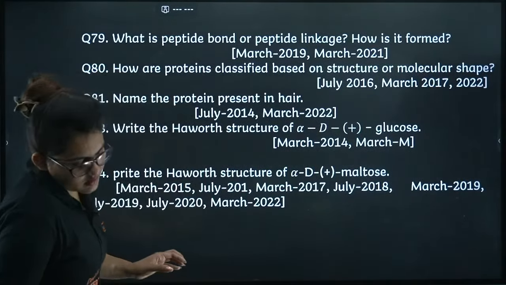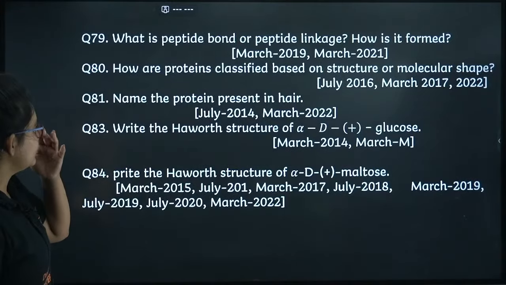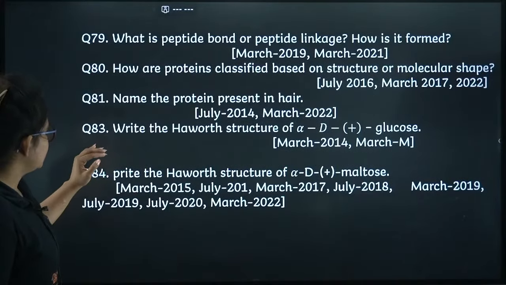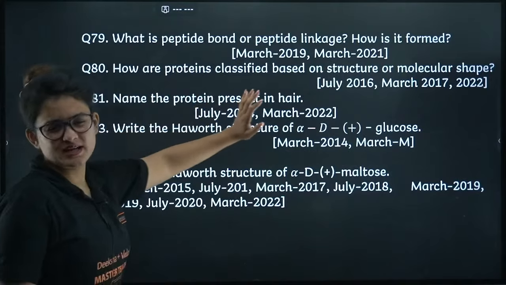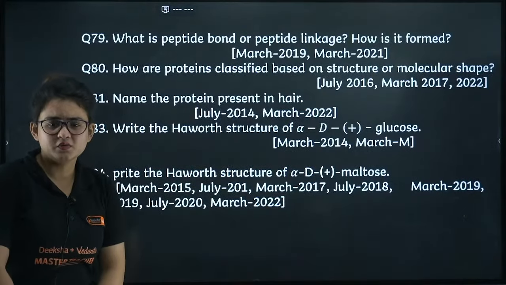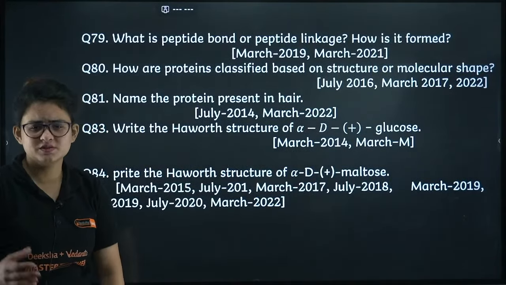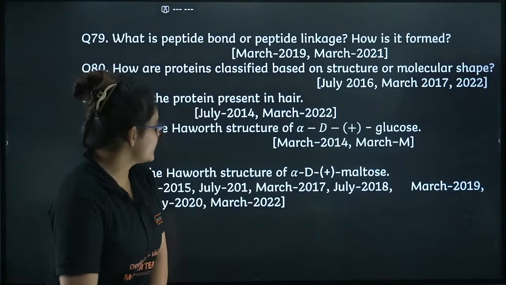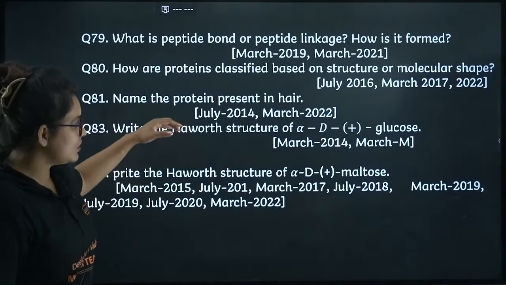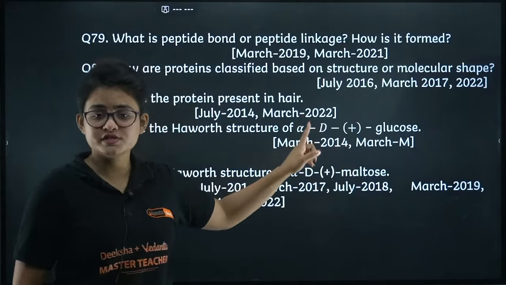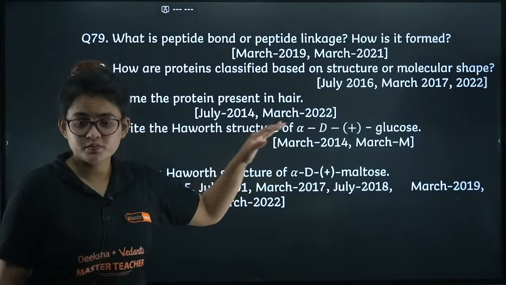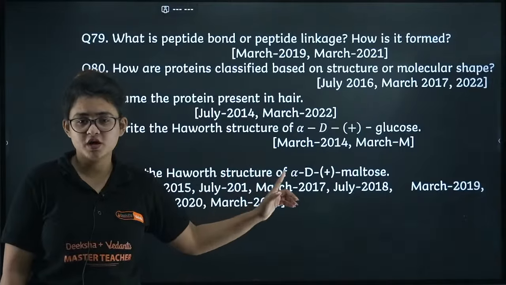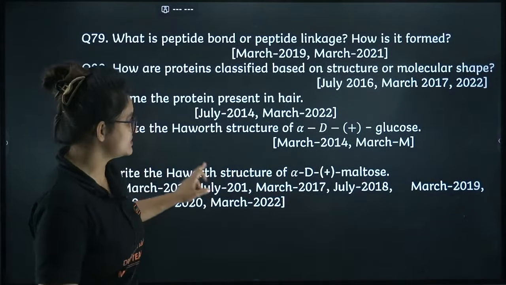Okay, so next, name the protein present in hair, that I know, I guess. Let's proceed. It's the most common question that I have seen. It's coming as a 1 marker from this biomolecules chapter, and you people are also aware of it. It's an example of fibrous protein, keratin. Let's proceed. Haworth structures of glucose and maltose are most important. So you have to practice multiple times how you should draw the structures. Tomorrow I will show you actually how you should draw the structures.